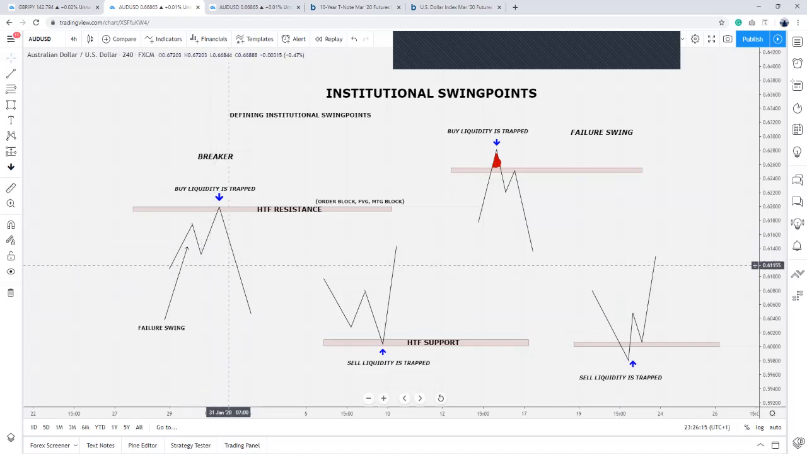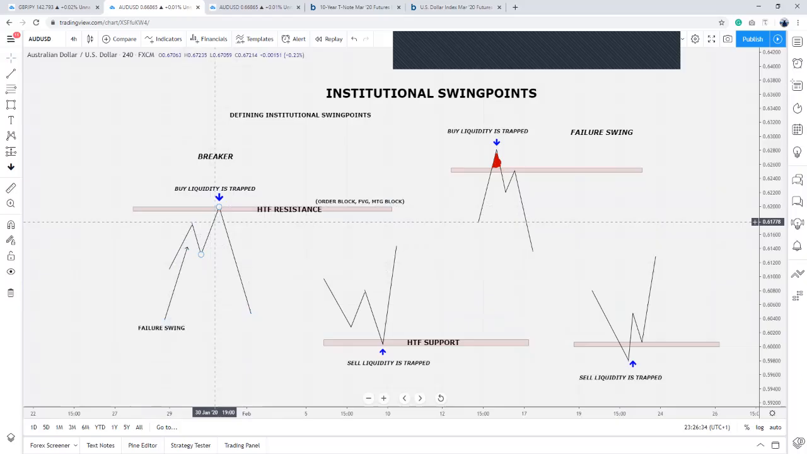So what the central bank floor traders basically did was to do a business deal by profiting off the liquidity around this failure swing. So the failure swing is the key element providing that liquidity for the floor traders of the central banks to capitalize on these sell moves.